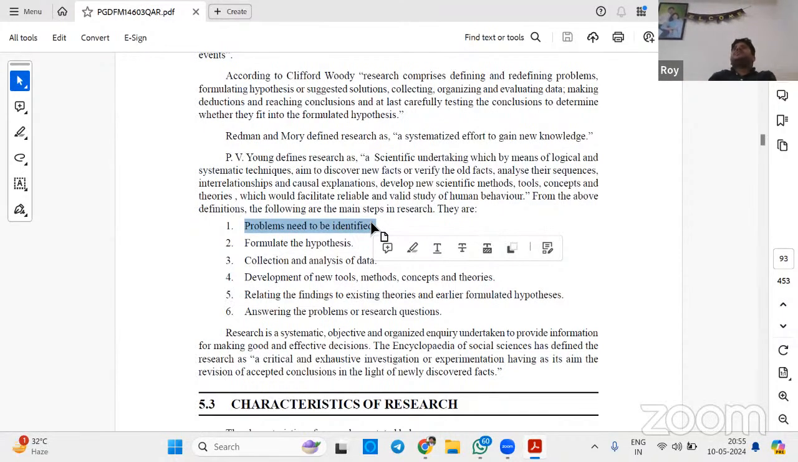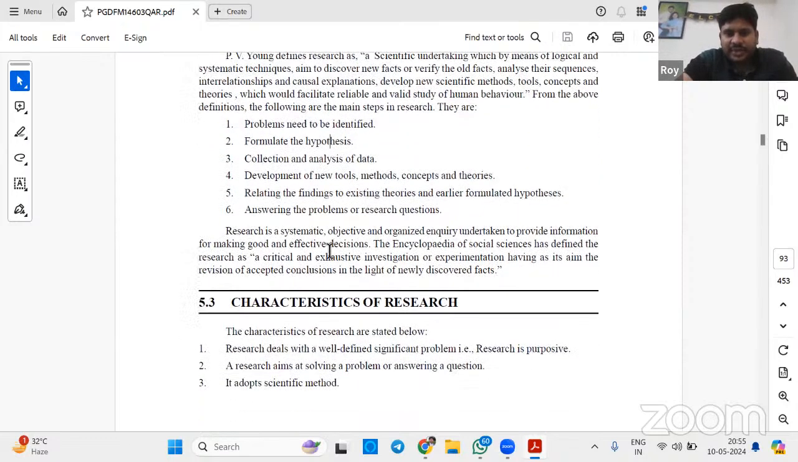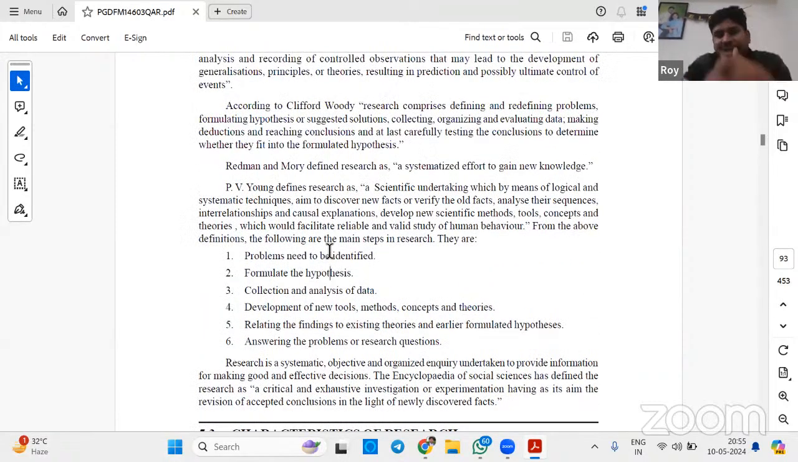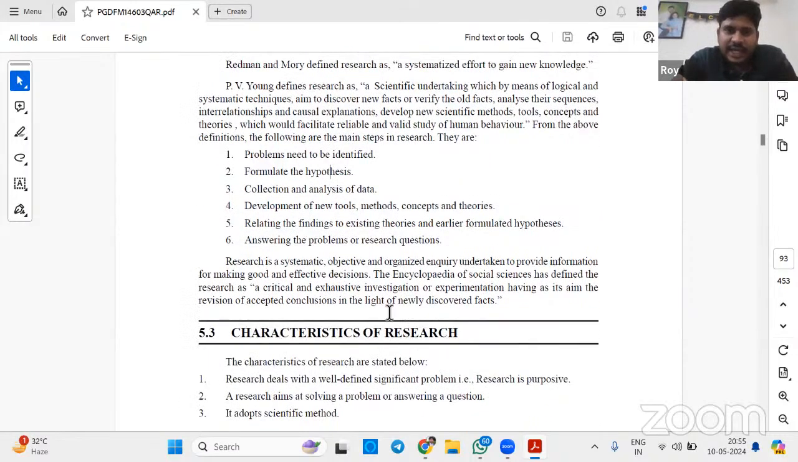Everyone does the research: identify the problem, and after that, formulate the hypothesis. Next, after formulating the hypothesis, you need to collect the data, analyze the data, and use different tools, methods and theories, then relate the findings to the existing theories and the earlier formulated hypothesis of those who have already done some research on that. After that, answer the problems or the research questions that you have.